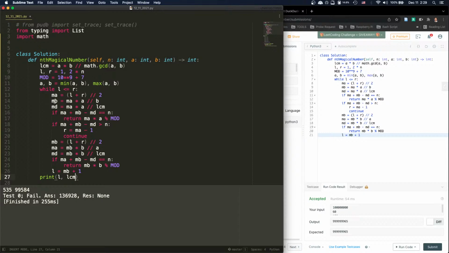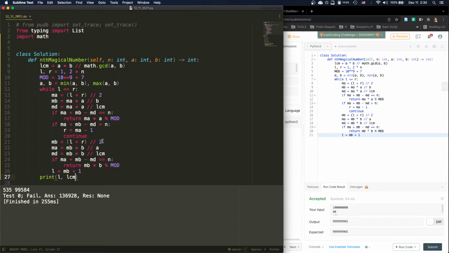MD is 136704 divided by LCM. LCM is 99584. So divide 99584. That's 1. Alright, so in total we have 534 plus 351 minus 1. 884. So this one corresponds to 884. Okay, we say it's too small, so we try it again.